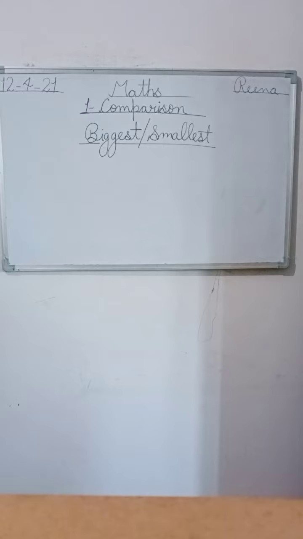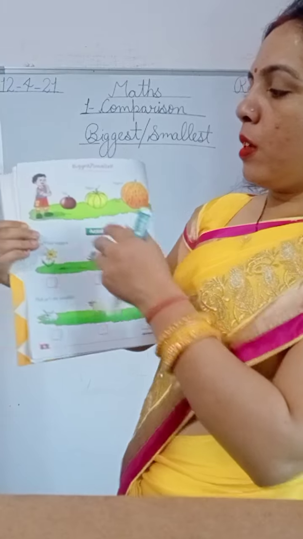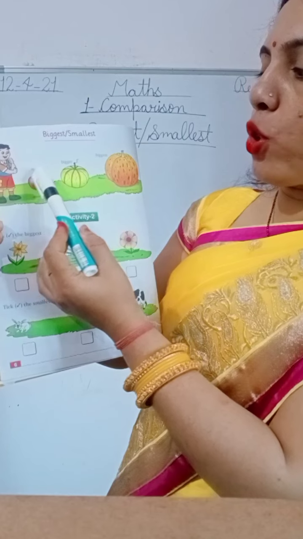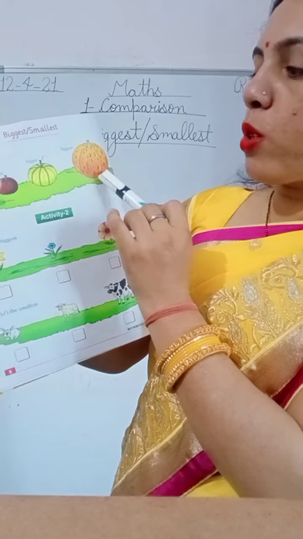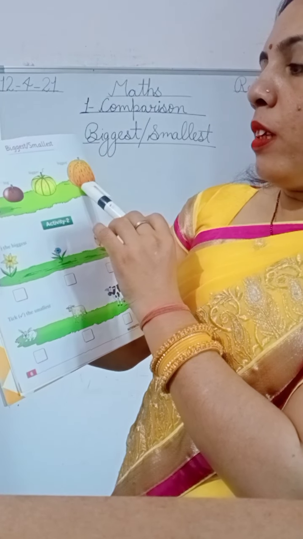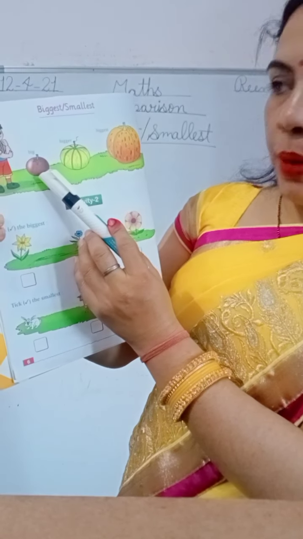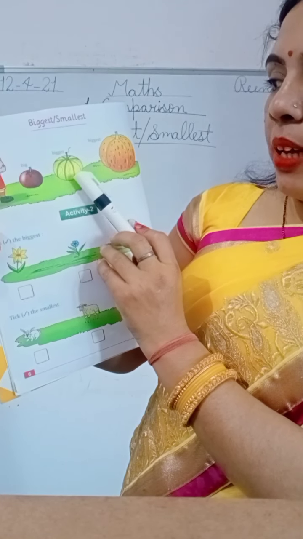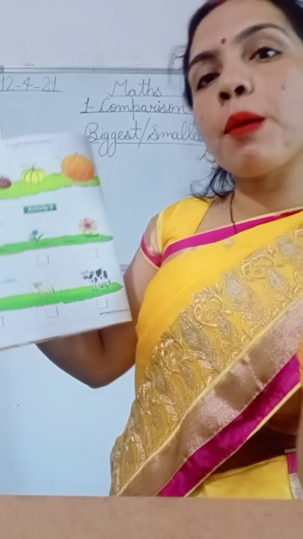Okay. Now in your page number 6 you have been given big, bigger, biggest. Okay. Now you have been given tomato, pumpkin and the second number is also pumpkin. Then you compare all objects and you say if tomato is big, then this pumpkin is what? Bigger and this is biggest. ये बड़ा है, ये उससे बड़ा है और ये सबसे बड़ा है.